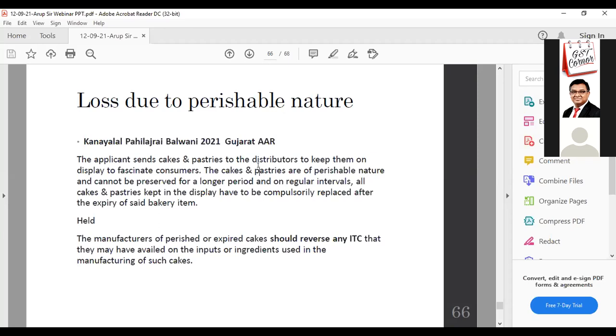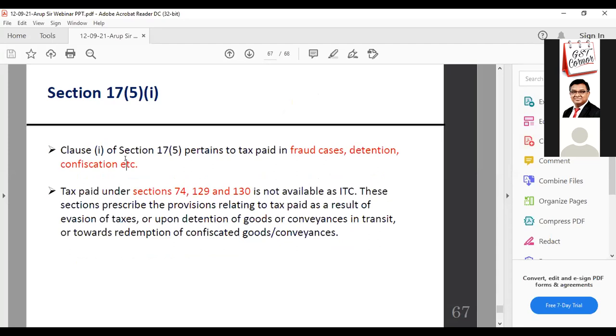So now we'll go to the next item, which is 17.5(i). Next slide. So here it is about the taxes paid in case of fraud cases, detention and confiscation, that is, in the case of Sections 74, 129 and 130. So this is again a unique case. I have been fortunate to handle some of these matters also.